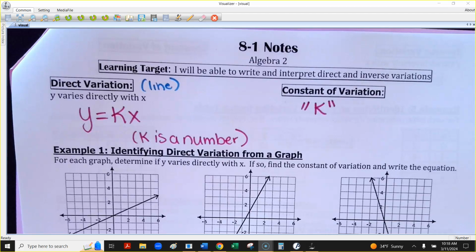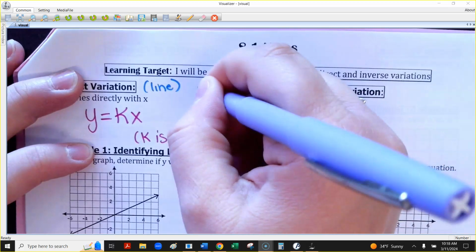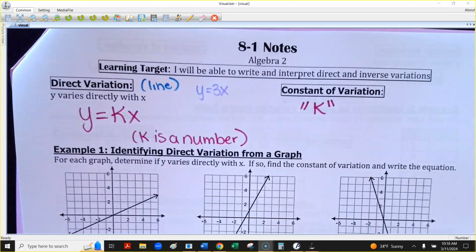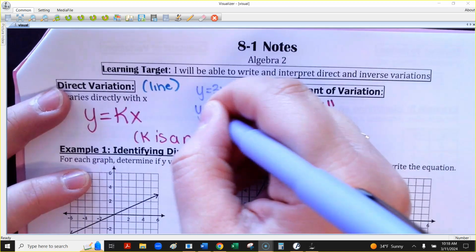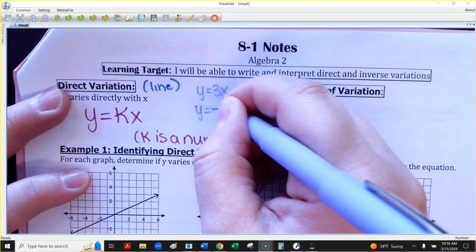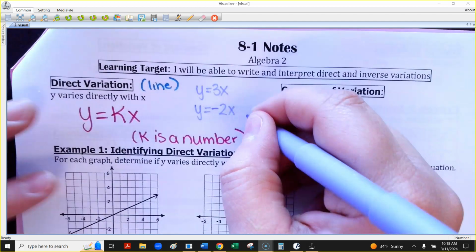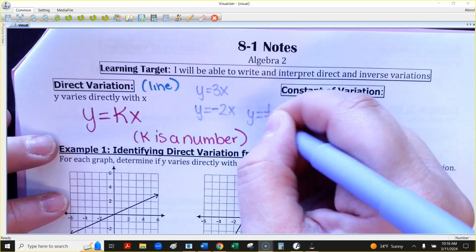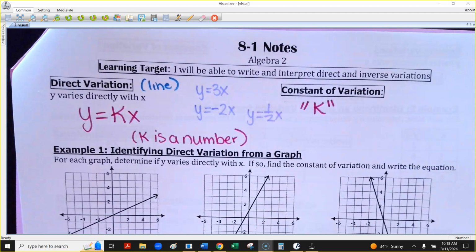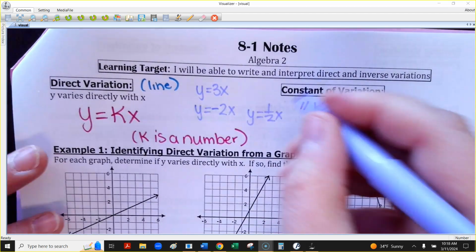There's different ways this could look, and we could just literally have something like y equals 3x, or we could have, I don't know, y equals negative 2 times x, or actually, here's a weird one. Maybe we could have y equals 1/2 x or something like that. It's just some number times x, and I will show you just really quickly.